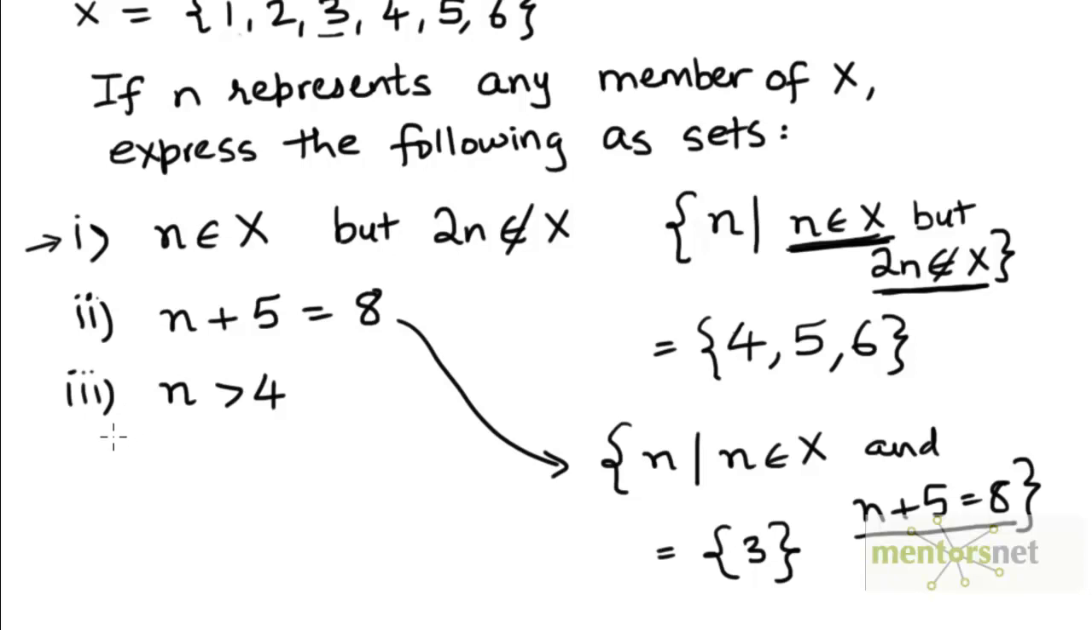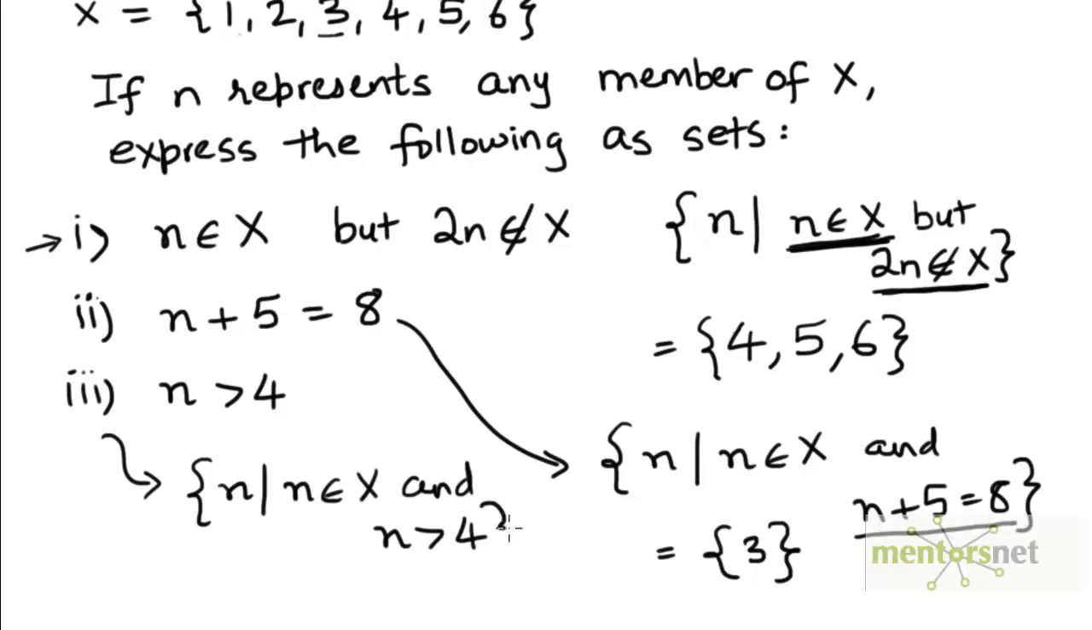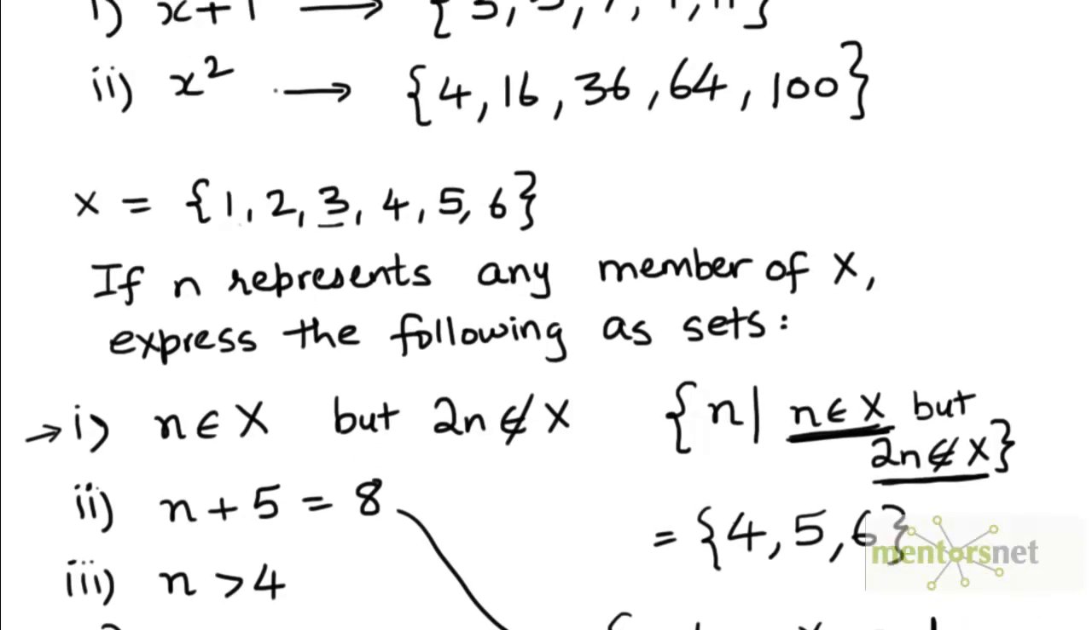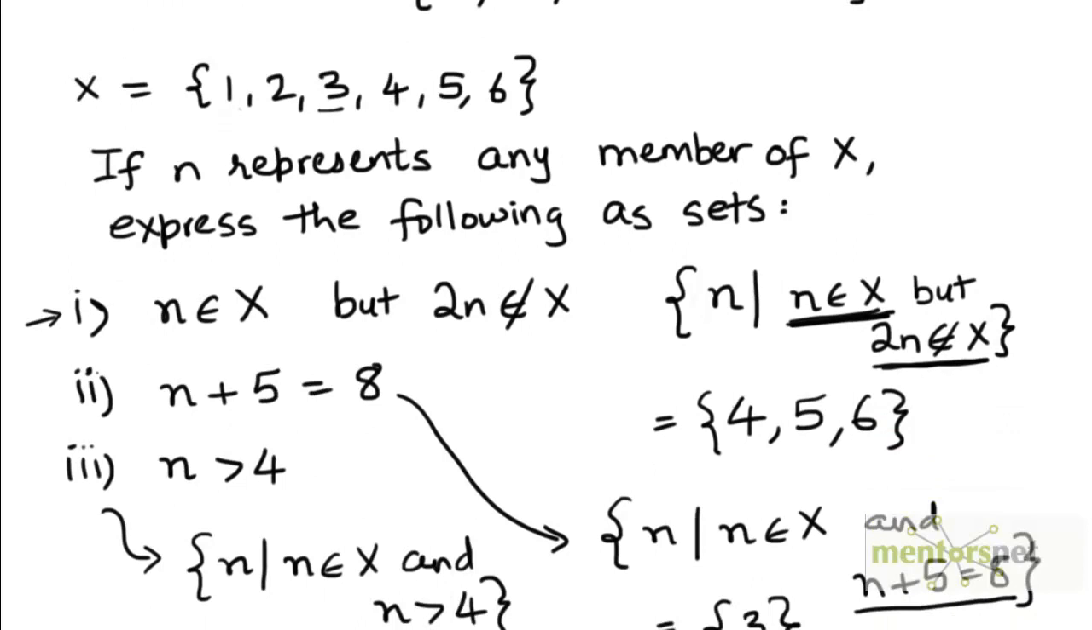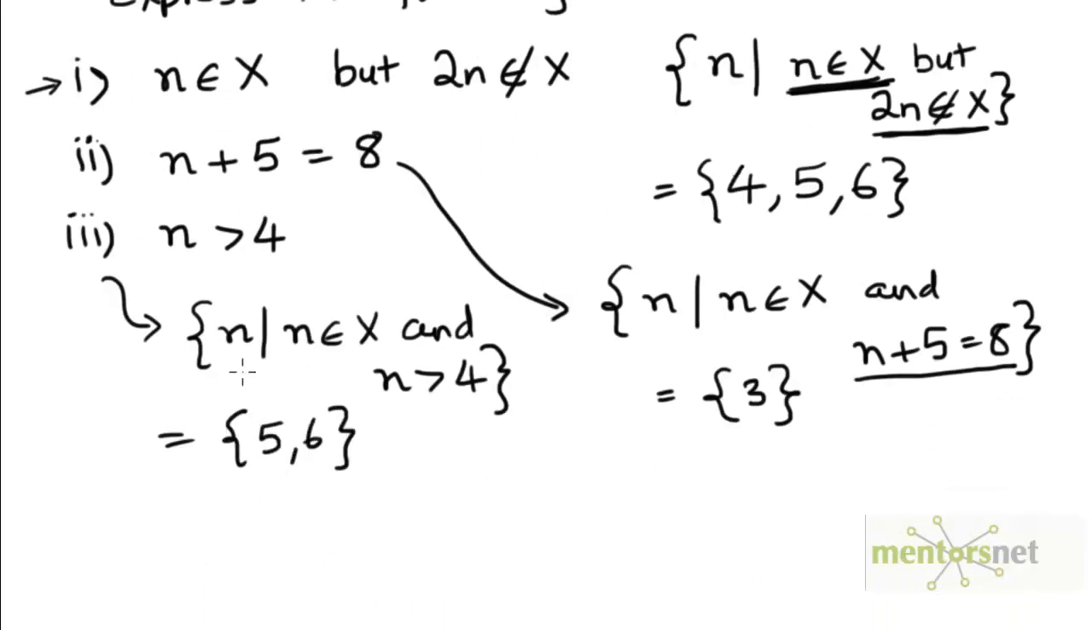Now let's look at the third set. The third set is the set of all elements n such that n belongs to X, that's given to us, and n is greater than 4. So which elements of X are also greater than 4? Those are the elements which belong to this set. So let's see which elements of X are greater than 4: 5 and 6. So 5 and 6 represent the elements belonging to the third set. This is the third set in roster form. This is the third set in set builder form.